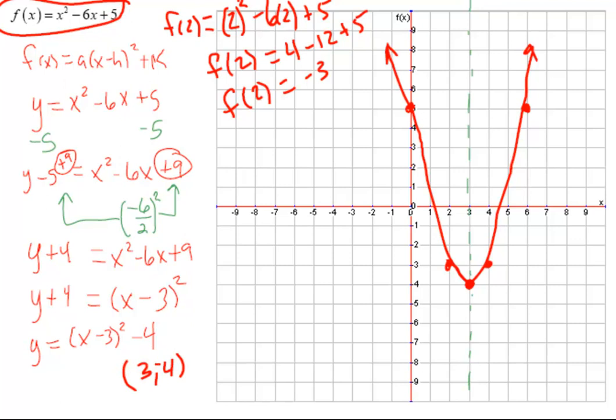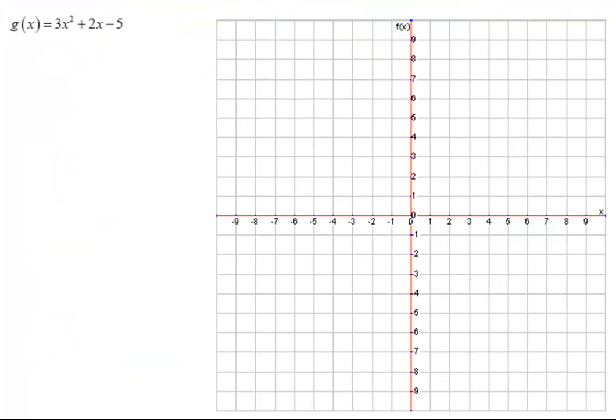Let's look at a little bit harder function. All right, this function g is a little crazier. It's got a 3 in front of it. I do the same kind of steps though. I still want to put it in vertex form, right? And vertex form this time is g of x equals a times (x minus h) squared plus k. Okay, that's what I'm trying to go for.